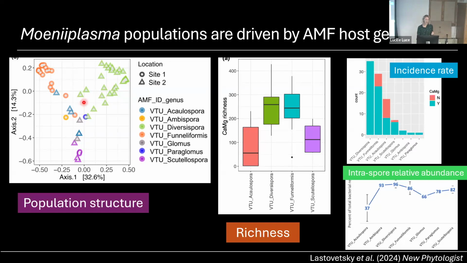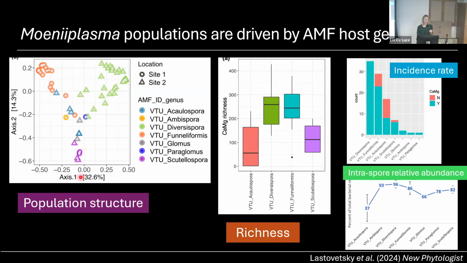So for example, in this PCoA plot, which is plotting the Moenoplasma populations and how similar they are, the closer the dots are, the more similar those populations are. And it's colored by the AMF host genotype. So for example, in green, you're looking at Moenoplasma populations from diverse spores. And this grouping according to AMF genotype is significant. Now, it's also significantly different across the different sites, so the agricultural site or the dune site.